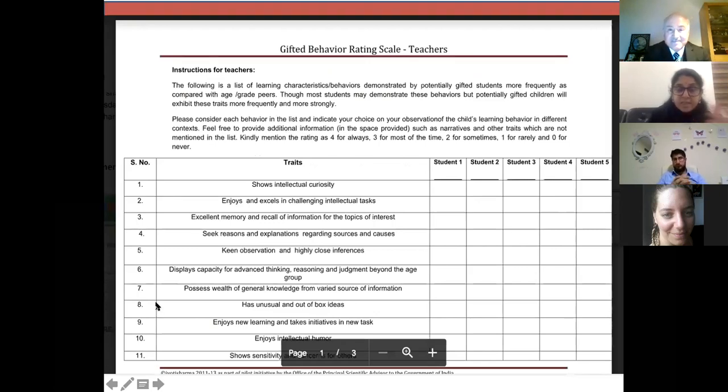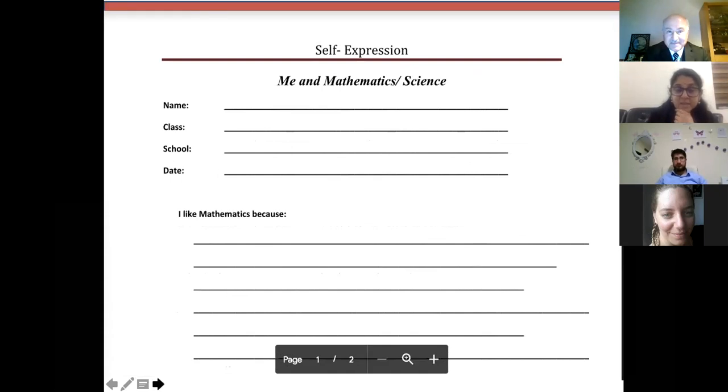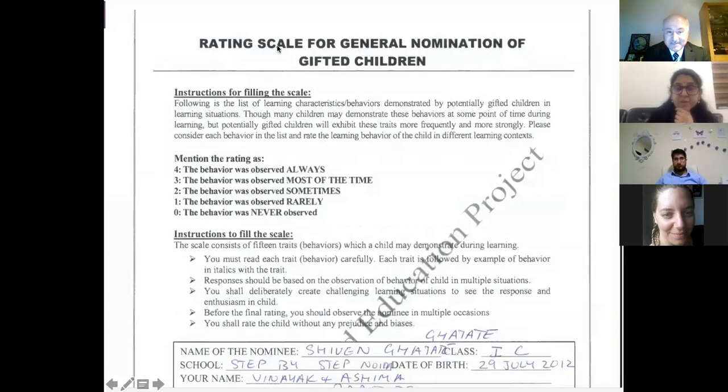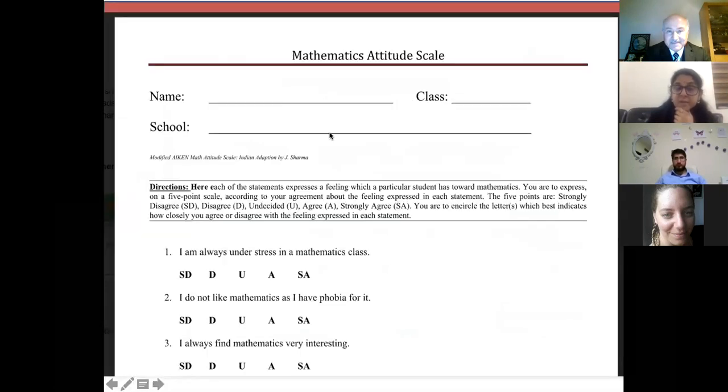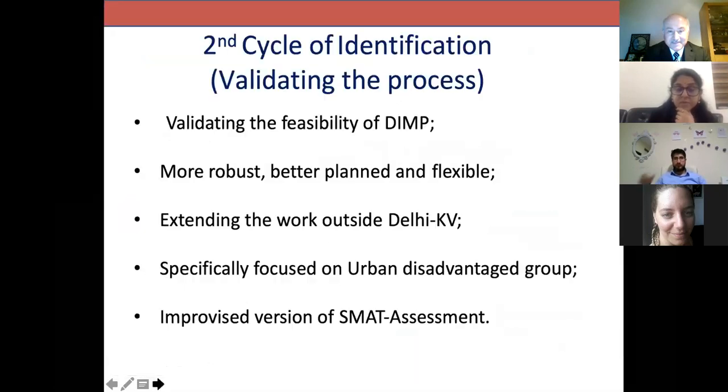This is the teacher's rating scale. It has 15 items, just a snapshot of this. This is the peer nomination scale. This is the self-expression, self-nomination. This is the parents' nomination. This is the math aptitude scale, and this is the science aptitude scale. So these were the instruments, the tools which were used.